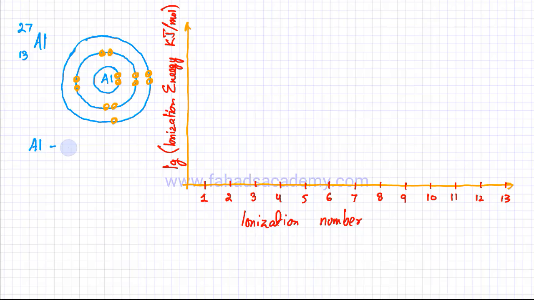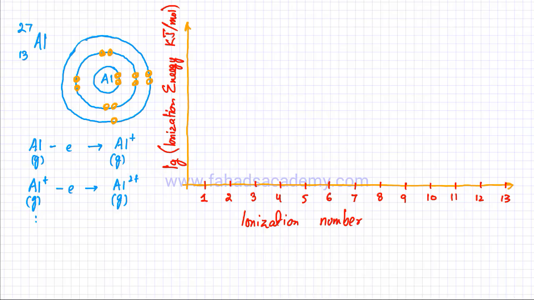The first one is you remove an electron from an aluminium atom and you get an aluminium positive ion, and they would be gaseous. The second would be that once aluminium +1 gaseous has been formed, you're going to remove another electron and you're going to get aluminium 2+ gaseous, and so on and so forth. You're going to remove a total of 13 electrons. So the ionization energies are going to be 13: first, second, third, fourth, and then eventually up to 13.